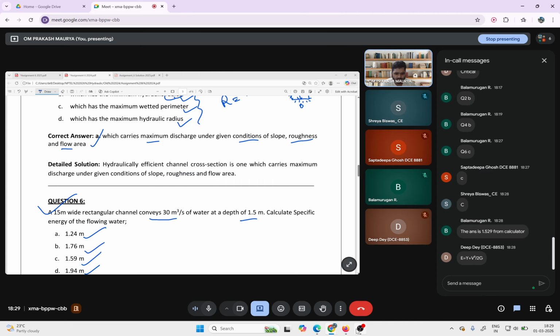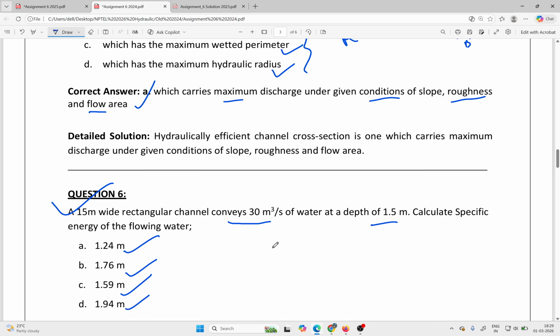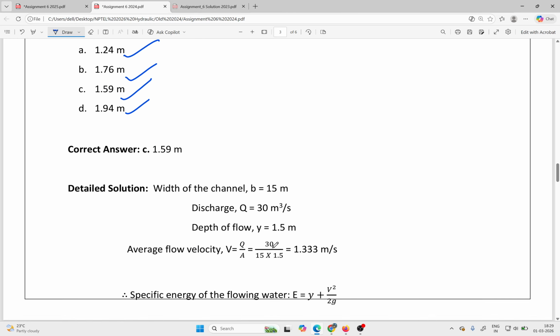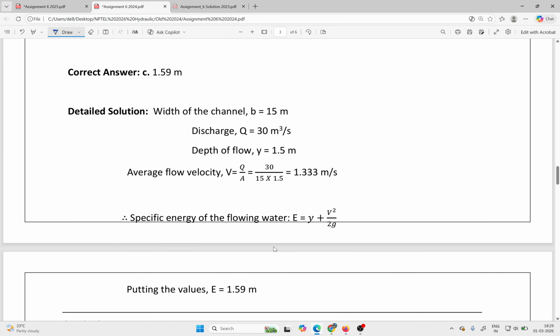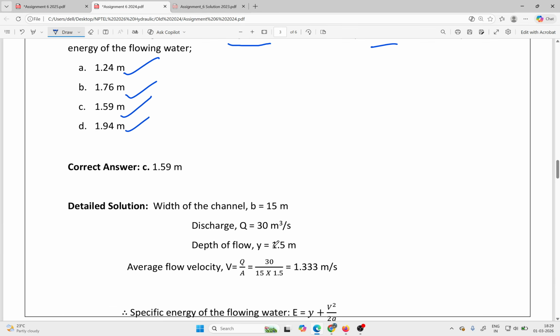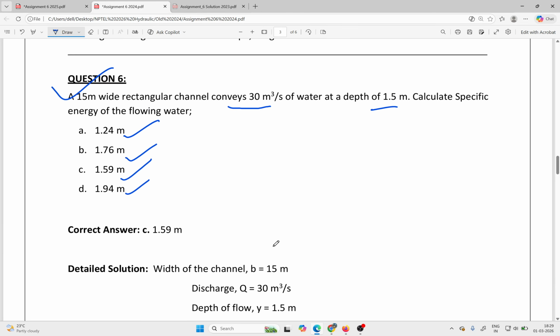Let me just see the calculation. You are telling it is a calculation mistake. Maybe the calculation mistake you can consider when you solve. I'm not going to calculate here, but I'll tell you the concept. So here you have the wide rectangular channel. Wide rectangular channel means B is much greater than Y.